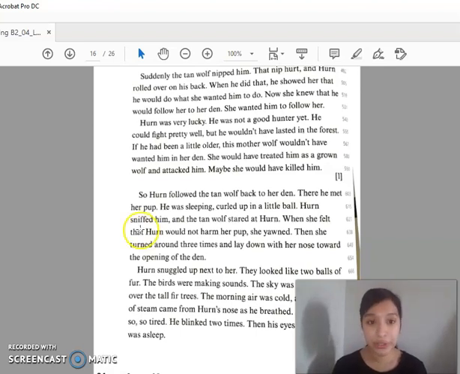We're at So Hearn, right here. So Hearn followed the tan wolf back to her den. There he met her pup. He was sleeping, curled up in a little ball. Hearn sniffed him, and then the tan wolf stared at Hearn. When she felt that Hearn would not harm her pup, she yawned. Then she turned around 3 times and lay down with her nose toward the opening of the den.